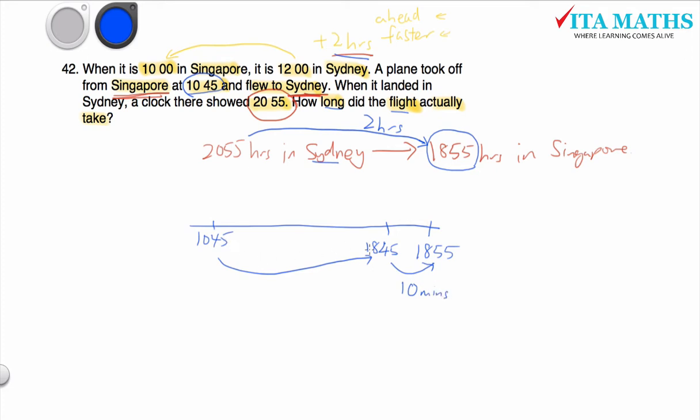And this is how many hours? 10:45 to 18:45. Looking at hours, the minutes are the same, you can ignore. So you look at hours, 18 and 10, this is 8 hours. So how long did the flight actually take? It's a total of 8 hours, 10 minutes. That's how you do the question.